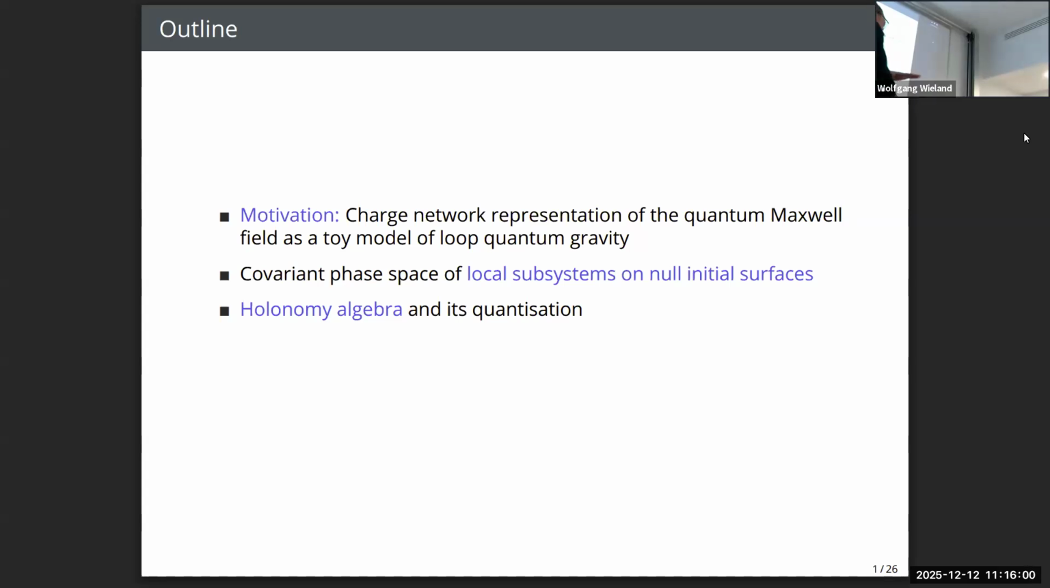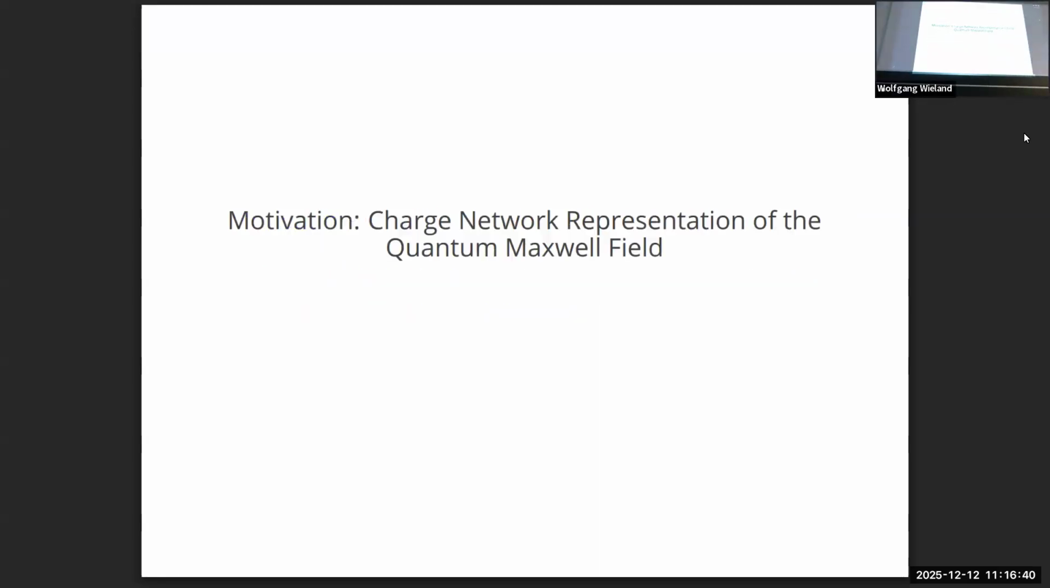Then this charge network representation is based on the phase space on a space-like Cauchy surface, a space-like initial surface. And then the first new step is to take this to null initial surfaces and look at local subsystems on null initial surfaces. And then we ask ourselves, just like on a spatial hypersurface, where we have a charge network representation, can we quantize the resulting holonomy algebra? There will be a few things that are markedly different from this space-like case.